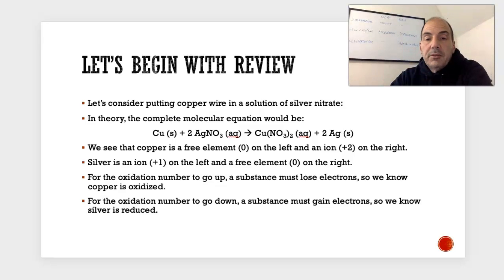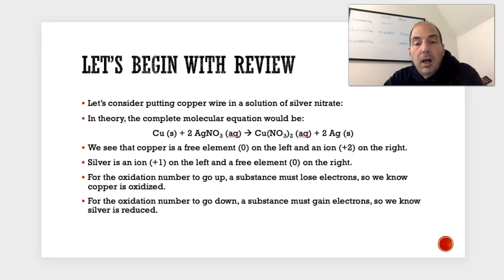So here's a reaction that we've done in lab where we take some copper, stick it in a solution of silver nitrate. Over time, it turns into this bluish solution, which is copper 2 nitrate, and the wire starts growing this winter fur coat that's actually silver.